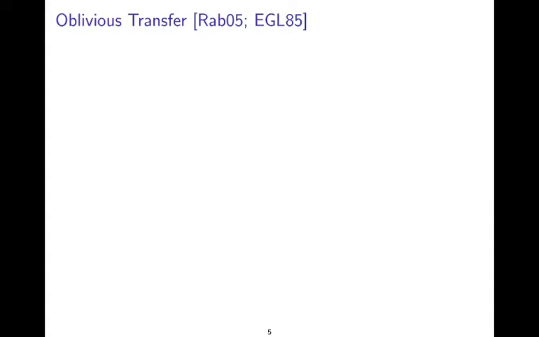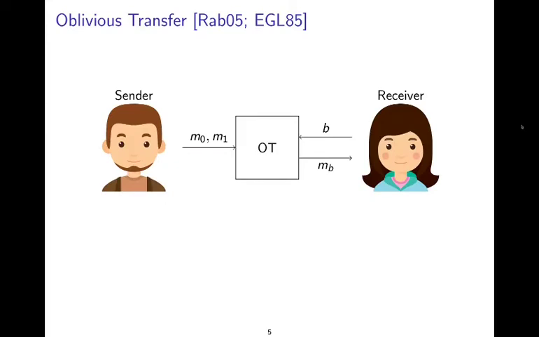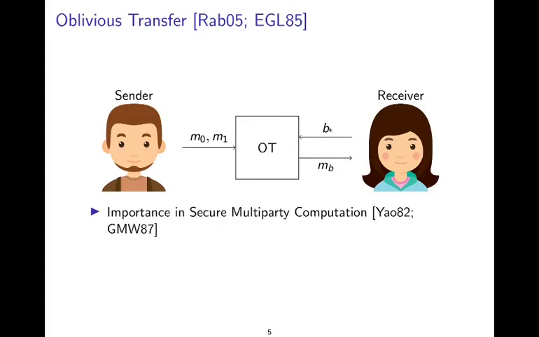Now I'm going to show you how we use algebraic restriction codes in cryptography, namely in building an oblivious transfer protocol. Oblivious transfer is a two-party protocol between a receiver and a sender. The receiver contributes a choice bit B, and the sender contributes two strings M0 and M1. And at the end of the protocol, the receiver learns MB. However, she does not learn M1 minus B, and the sender does not learn B.